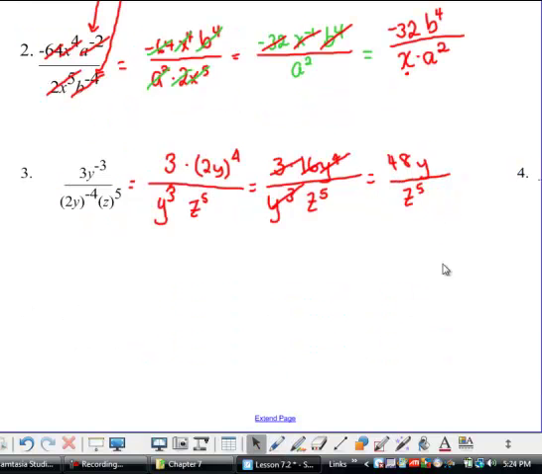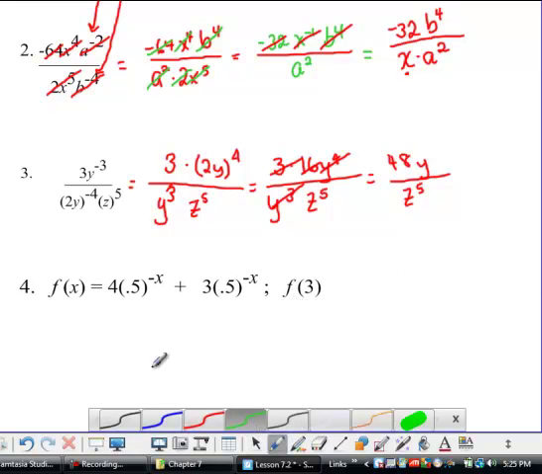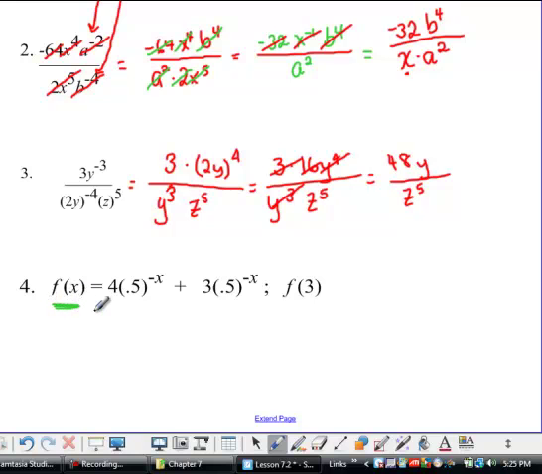Let's get one more example here. Ooh, this one's a little different. Okay, they gave me a function, f of x, remember that, which is defined as 4 times 0.5 to the negative x plus 3 times 0.5 to the negative x, f of 3. Oh, I remember this. This is really my x value. So they just want me to put 3 in every time I see an x.